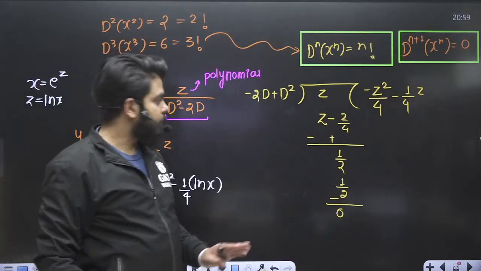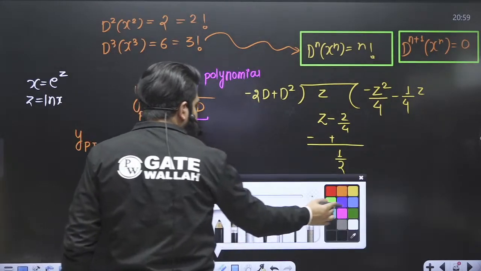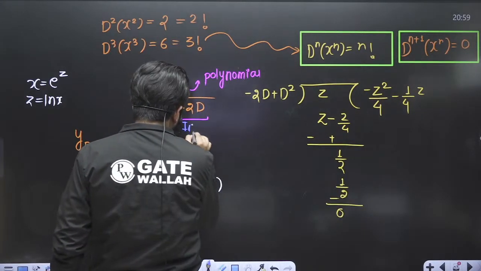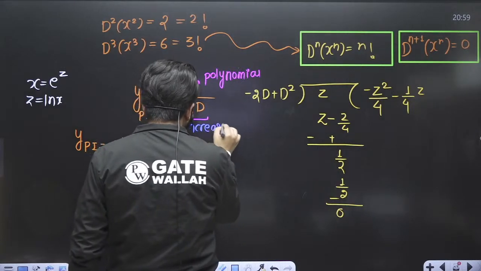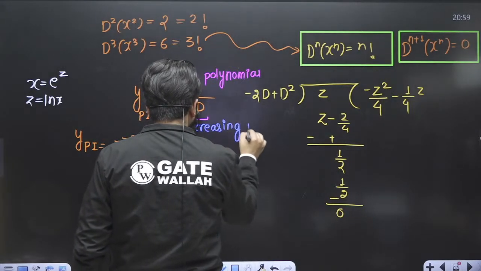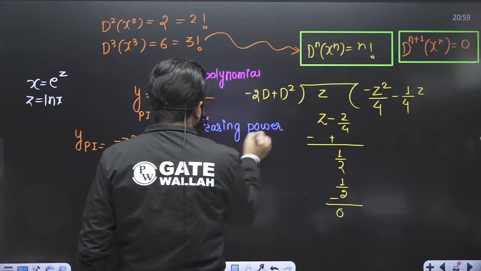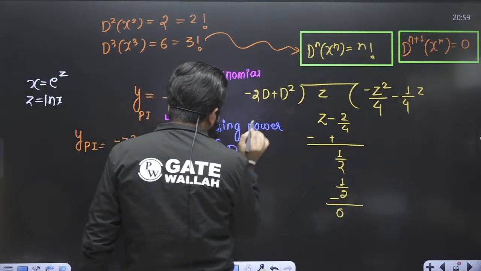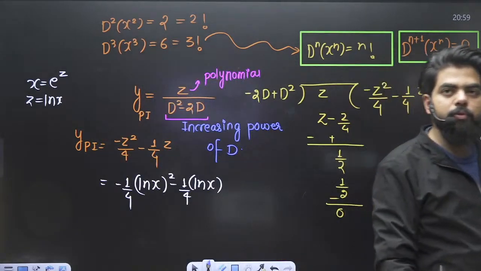Fine. So only one keyword everyone needs to remember, that you have to arrange this as increasing power of t. This is the simplest possible method to solve this question. Expansion becomes very, very difficult in most of the cases.